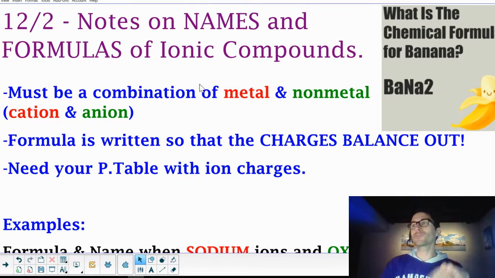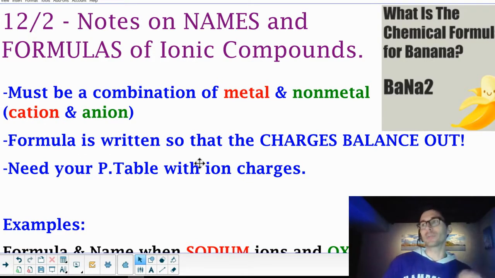So in order to write the formulas and names of an ionic compound, first, you need to make sure that you have a metal and a nonmetal in your compound. Now again, metals are on the left side and the middle of the periodic table. Metals are your cations, nonmetals are your anions. So the positive charges are in the beginning of the compound. The second part of the compound is your anion. Those are mostly your nonmetals, plus things called polyatomic anions, which we'll get to later.